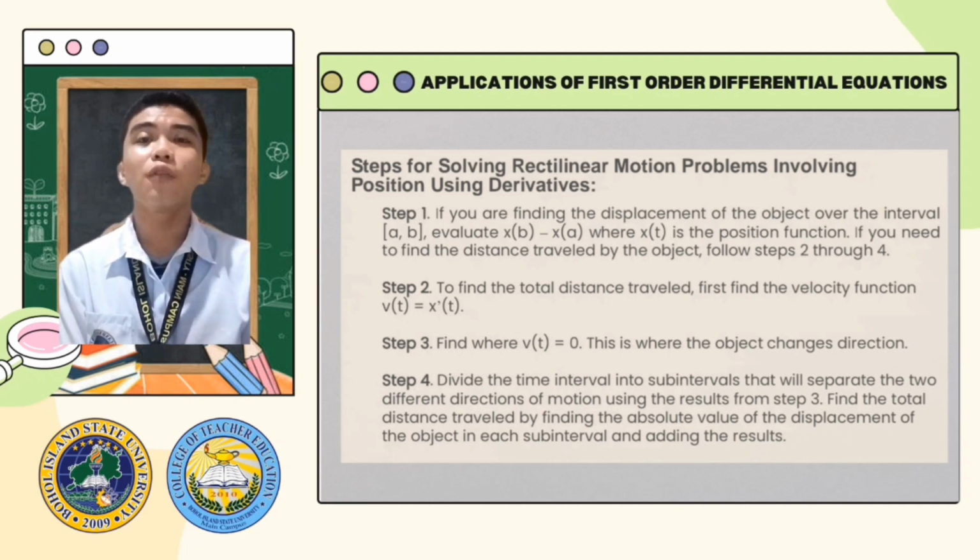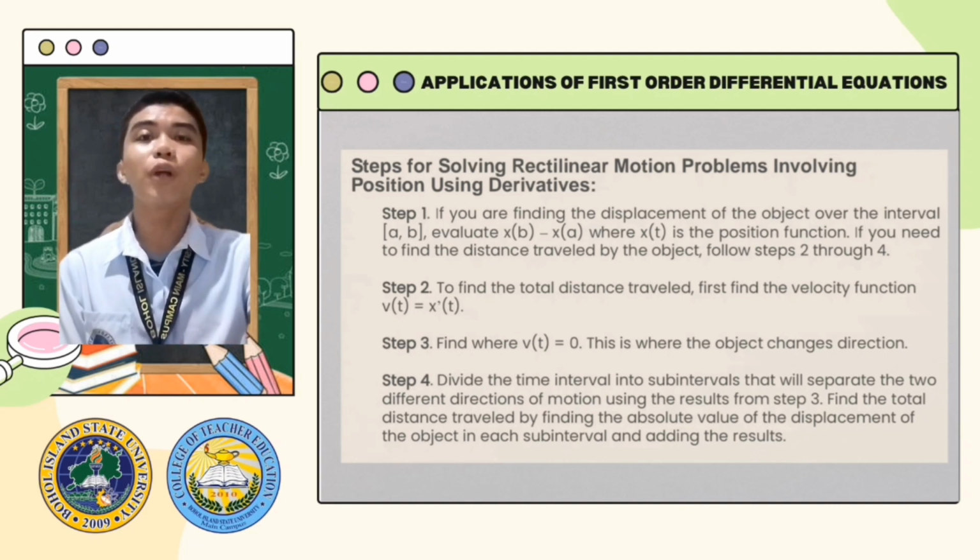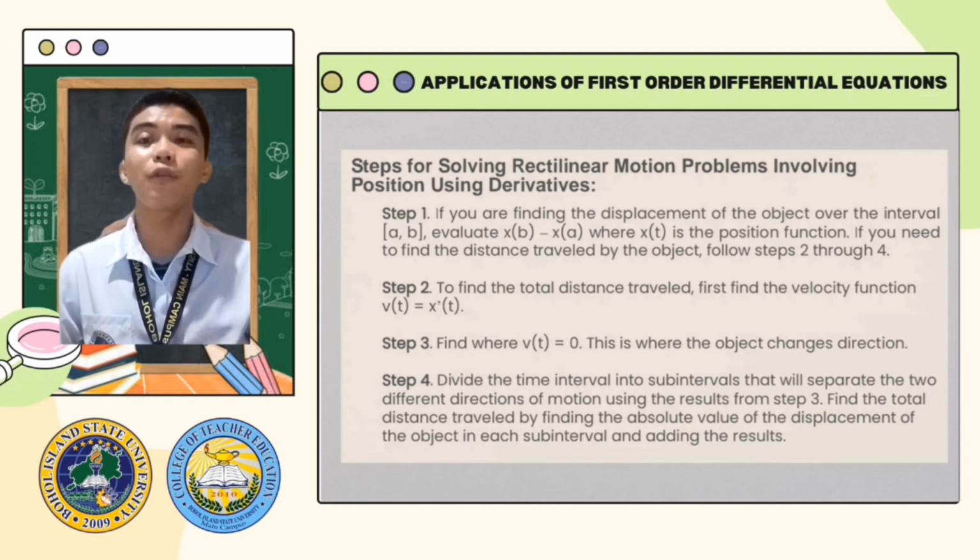Step 3: find where v of t is equal to 0. This is where the object changes direction. The last step, step 4: divide the time interval into sub-intervals that separate the different directions of motion using the results from step 3. Then find the total distance traveled by finding the absolute value of the displacement of the object in each sub-interval and adding the results.